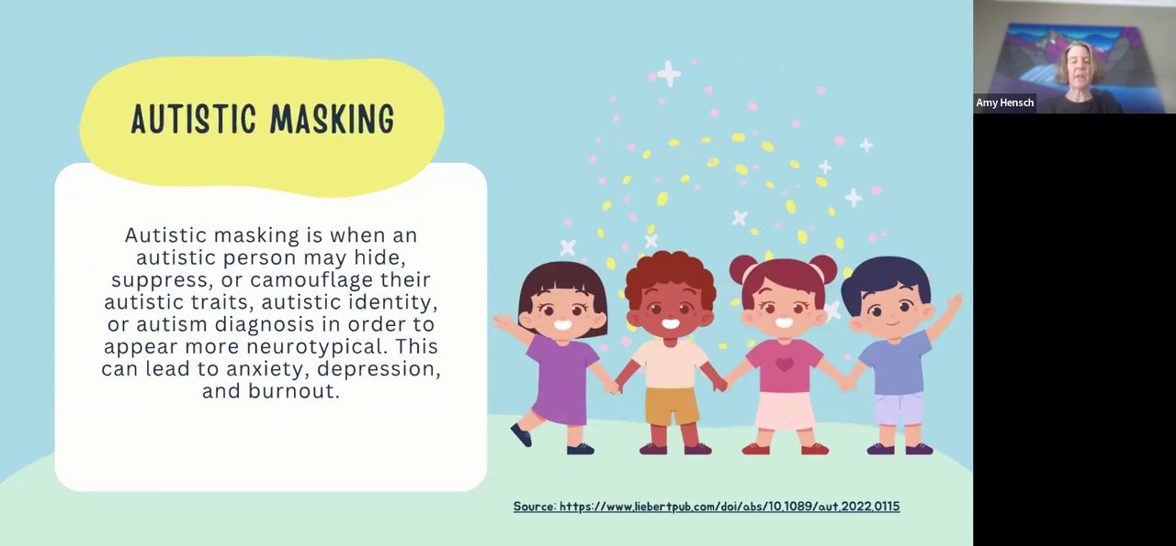Masking is a really important thing to be aware of. Autistic masking is when an autistic person hides so many of their traits and identity in order to appear more neurotypical. As you can imagine, this leads to so much anxiety, depression, and burnout, and we do see a higher risk of suicide in individuals who are masking more often.